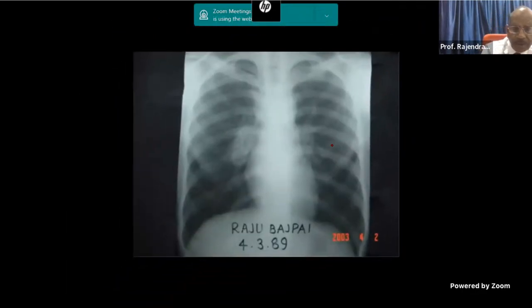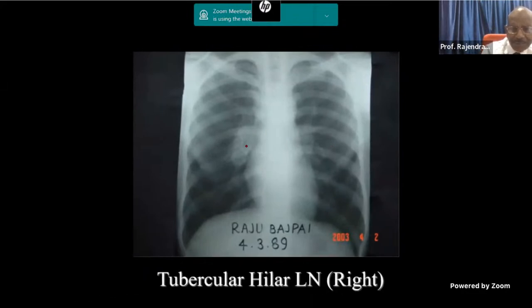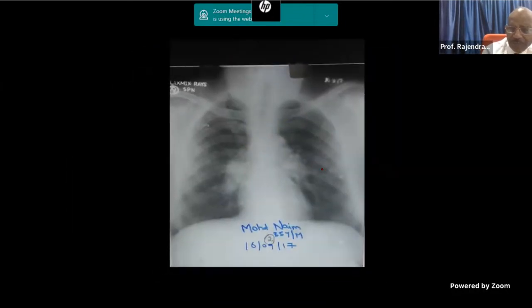So these are examples of hilar lymph nodes. One side, and this is a bilateral hilar lymph node, a case of sarcoidosis.